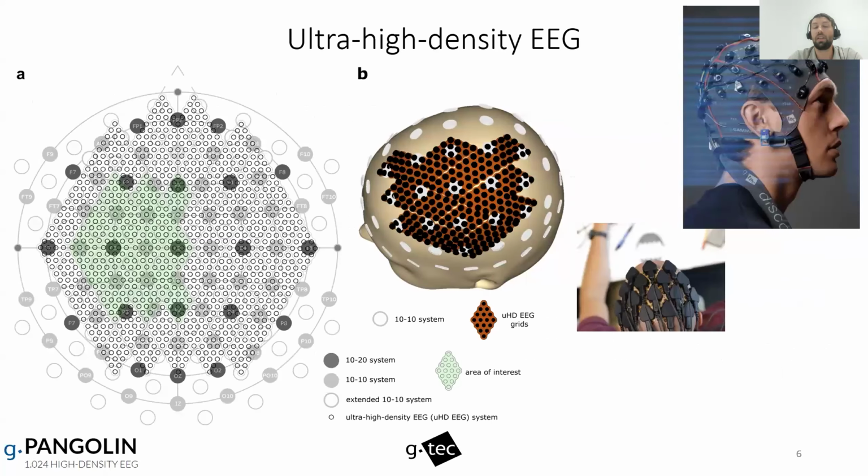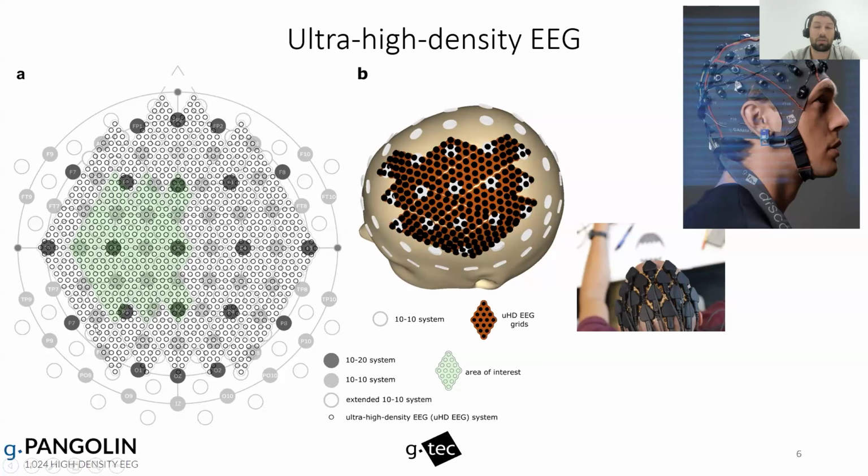Now here you can see the setup of the g.Pangolin system that I'm going to explain in detail, compared to standard EEG systems. On the left side is the standard EEG layout, with the dark gray circles being the 10-20 system, and the light gray filled circles the 10-10 system. The empty circles are the extended 10-10 system, which is also visible on the top right with our standard wet active electrodes, the Scarabeo electrodes, on a standard cap.